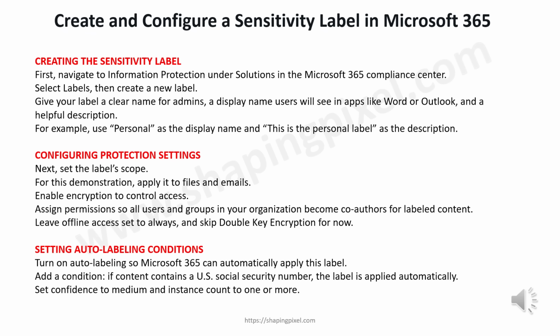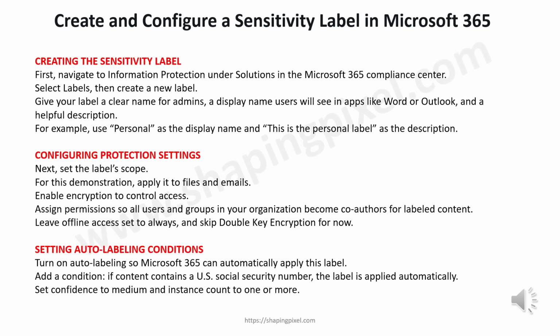First, navigate to Information Protection under Solutions in the Microsoft 365 Compliance Center. Select Labels, then create a new label. Give your label a clear name for admins, a display name users will see in apps like Word or Outlook, and a helpful description. For example, use Personal as the display name and This is the personal label as the description. Next, set the label's scope.